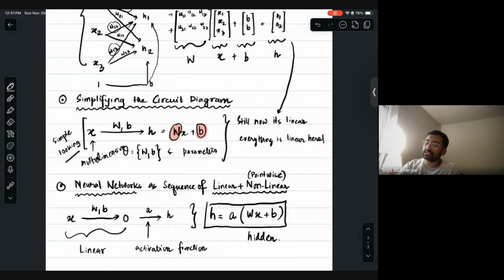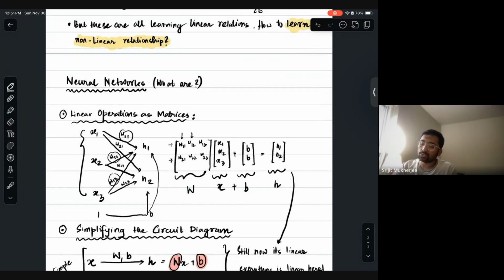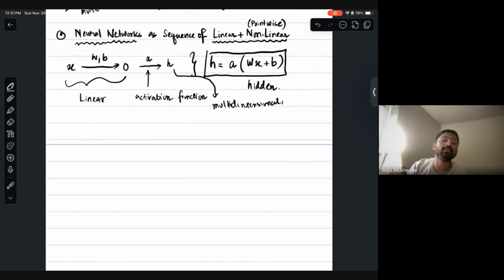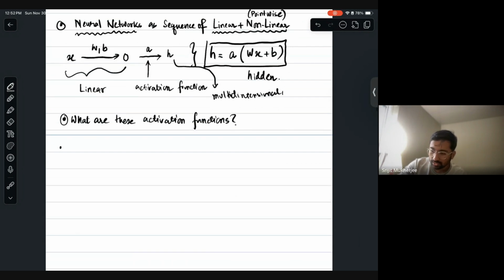Now you may think that it's just a single number, but it can also be multidimensional. Like this. In this case, it's 2, so it's two-dimensional. So one observation, I will come to this fact. One important question is: what are these nonlinear functions, these activation functions? I will come to this absolutely, but before that, let's understand this multidimensional nature.